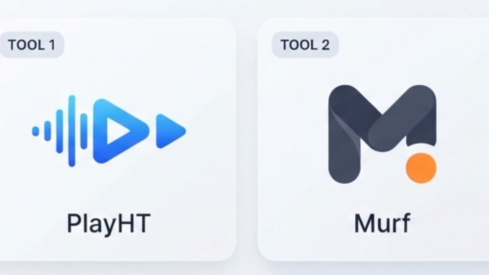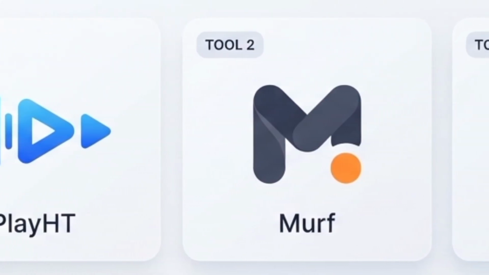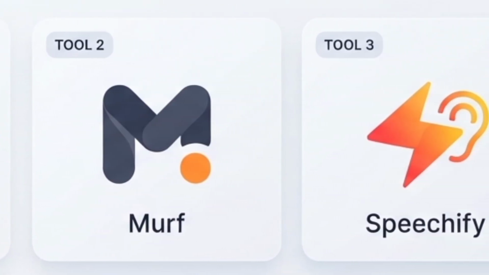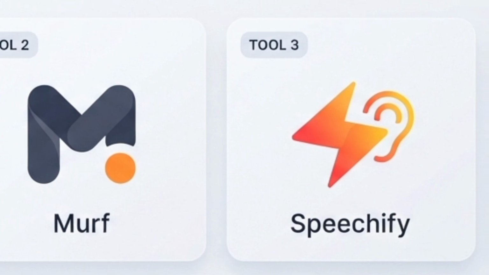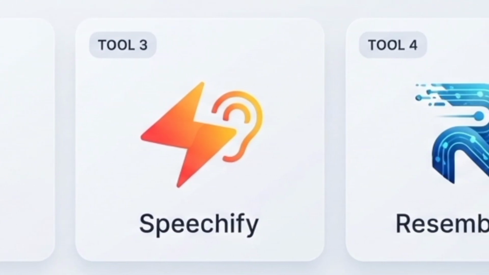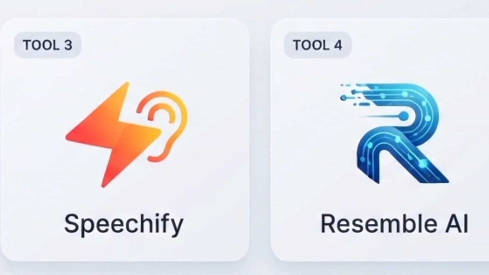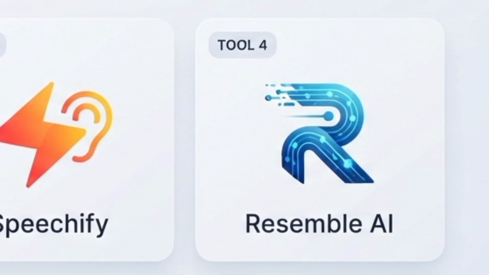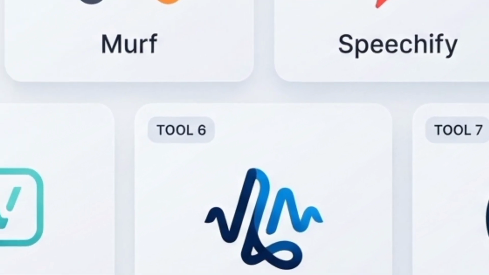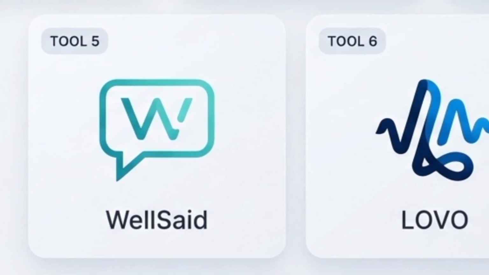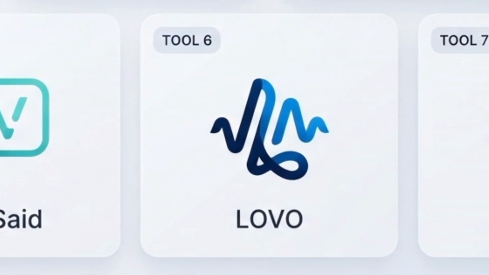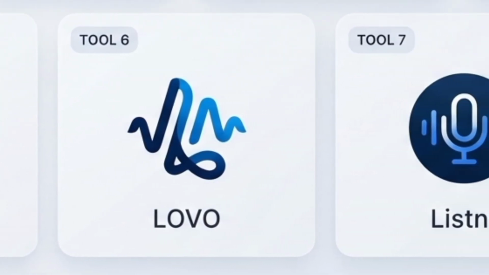7 tools, but each one solves a slightly different audio problem. PlayHT is a good option when you want flexible AI speech and multi-speaker generation. Murf is better suited to creators who want detailed control over professional voiceovers. Speechify is useful when your goal is turning written content into something you can listen to or narrate. Resemble AI stands out when you need a custom or cloned voice. WellSaid focuses on polished, professional voice production for business and educational content. LOVO is interesting if you want voice generation alongside video creation. And Listnr gives you a huge range of voices and languages for global content.